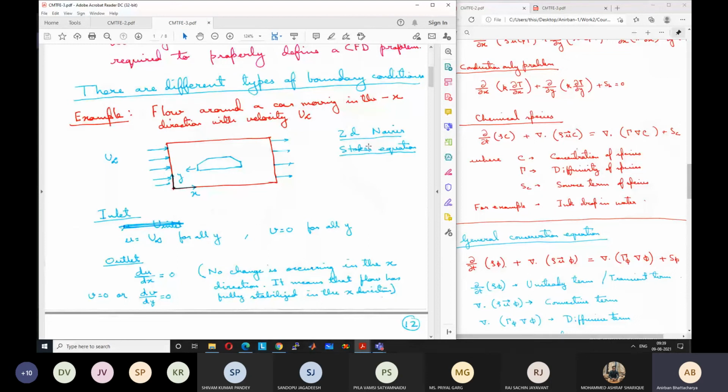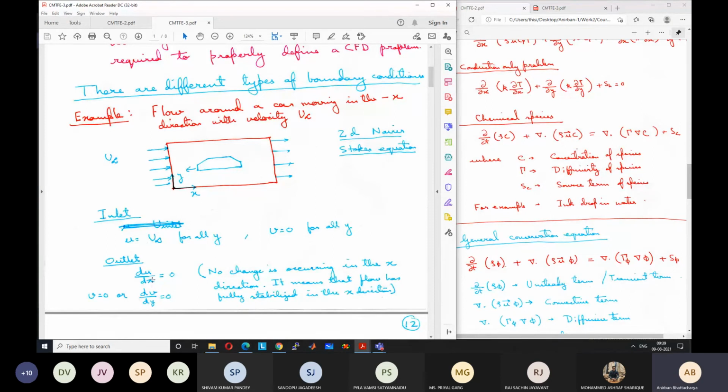At the outlet, there can be different types of boundary condition possible depending on how much distance we are keeping. One way is to put that there is no change occurring in the x direction if it is sufficiently far away: del u del x equal to 0. And we can either put del v del y equal to 0 or v is equal to 0. Or if it is very far away, we can even put u is equal to u infinity and v is equal to 0, where the flow is not getting disturbed by the automobile, but that needs to be very far away. So the domain needs to be very large.